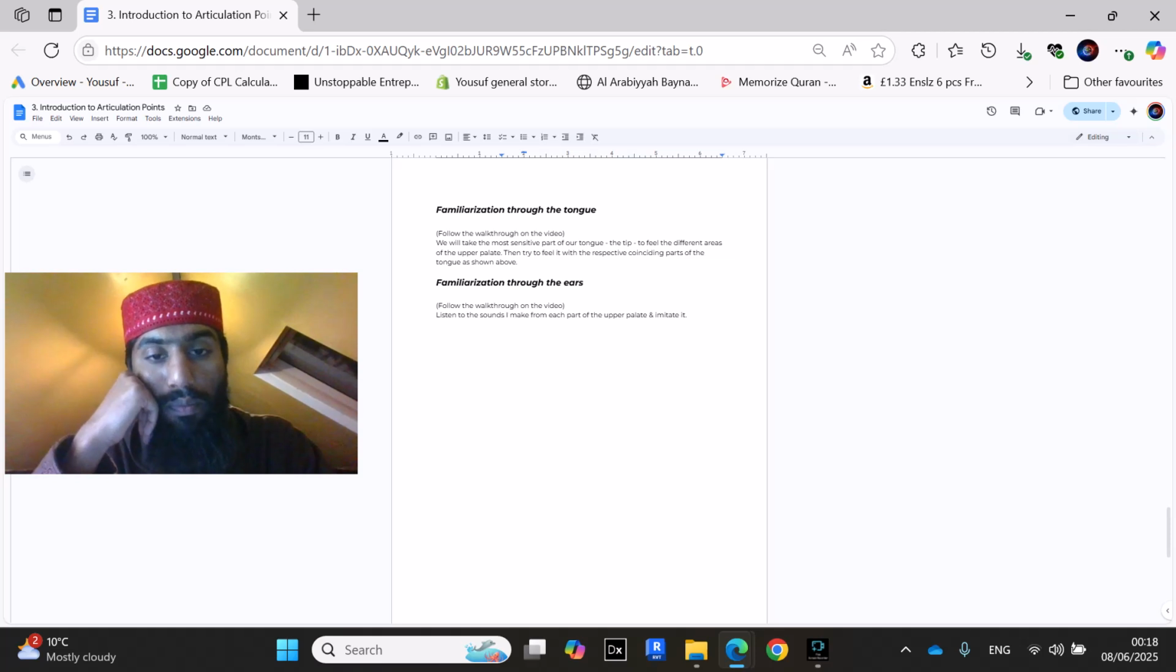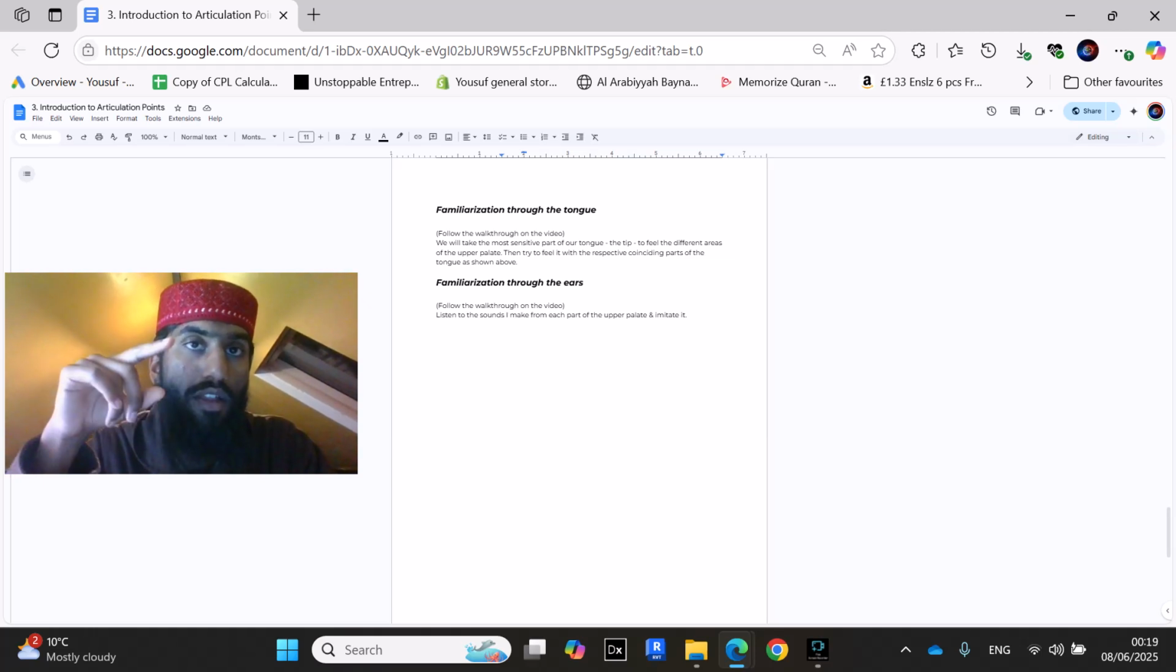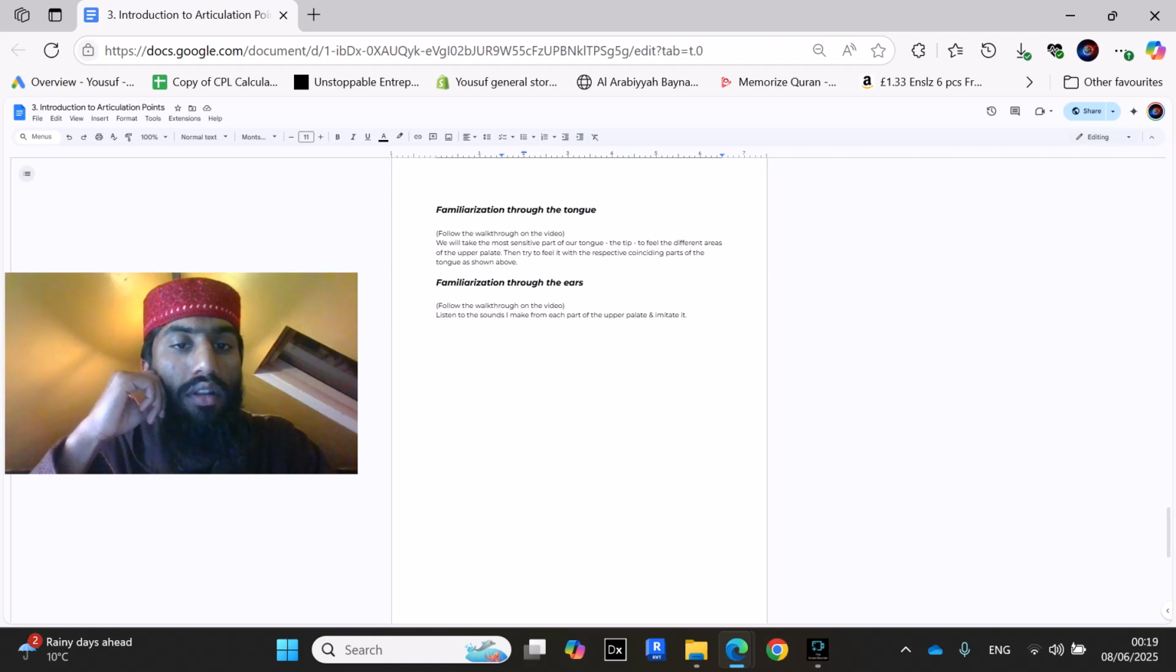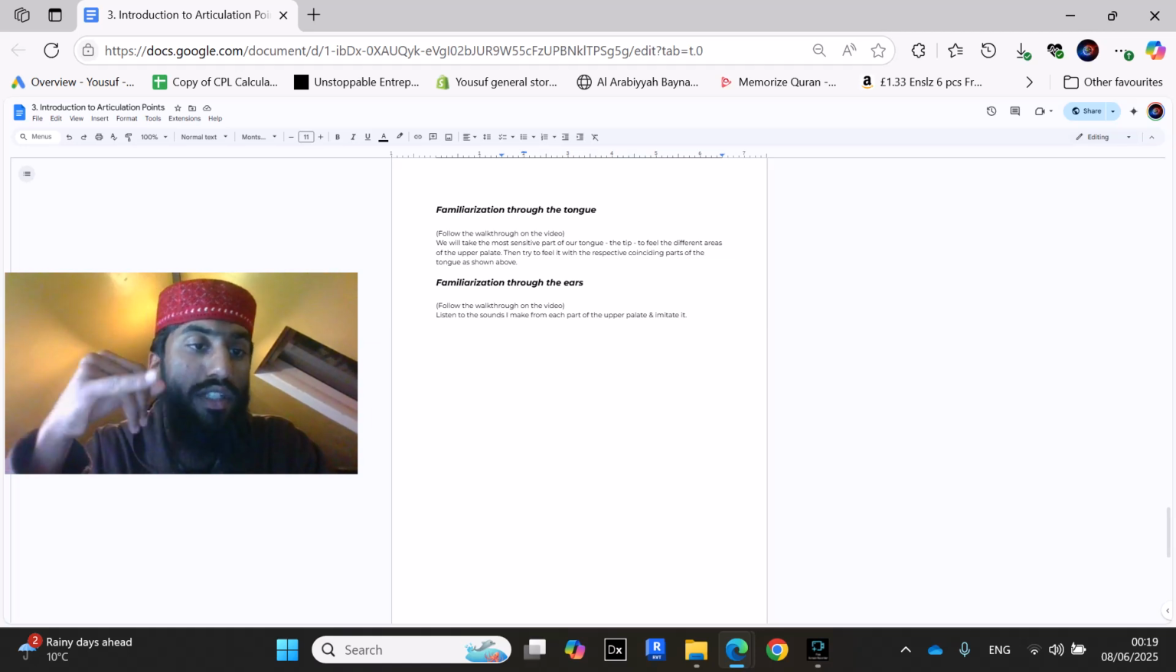Then we go to the hard palate. That's if we say, for example, kaf. Kaf is actually where the hard palate meets the soft palate, but it's more on the hard palate. So you can hear this if I say it. That's the hard palate. I'd like you to do this by yourself as well. So feel and listen to these sounds. If you need to go back and do that, you can do that.